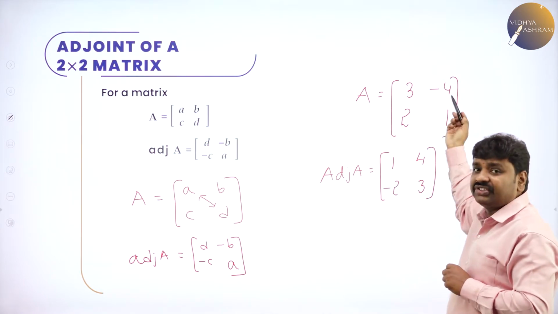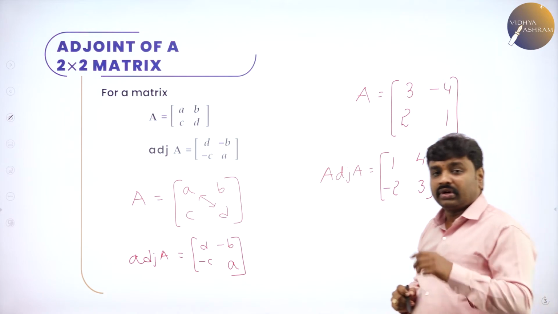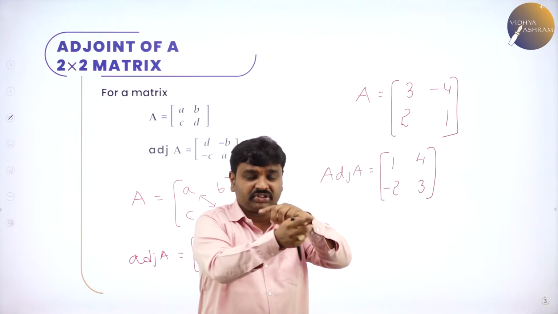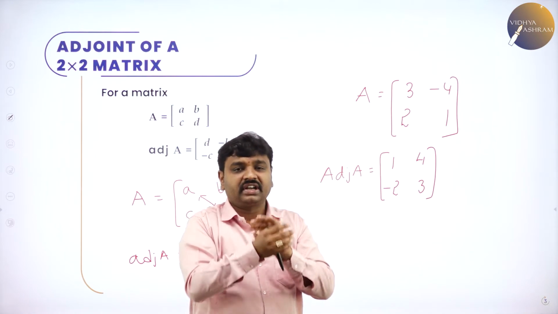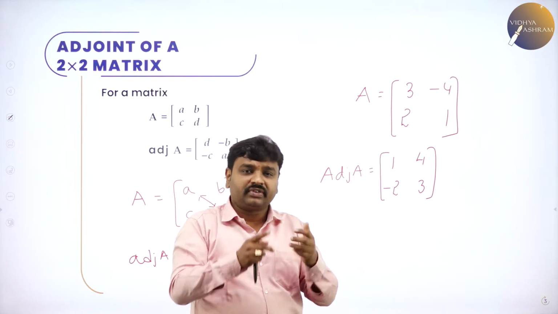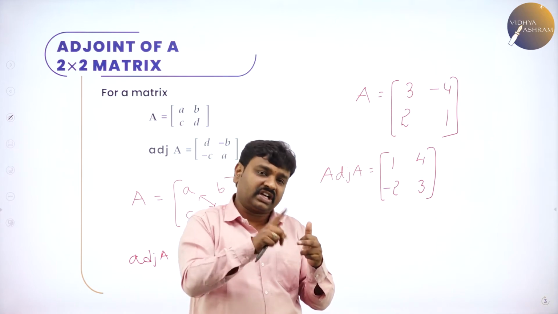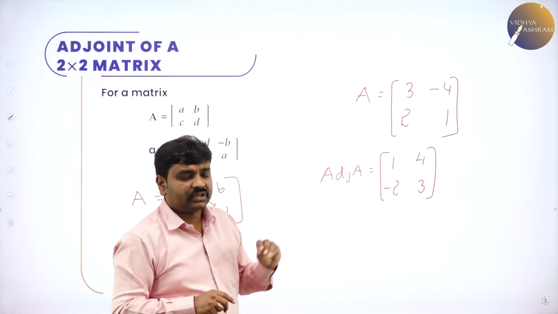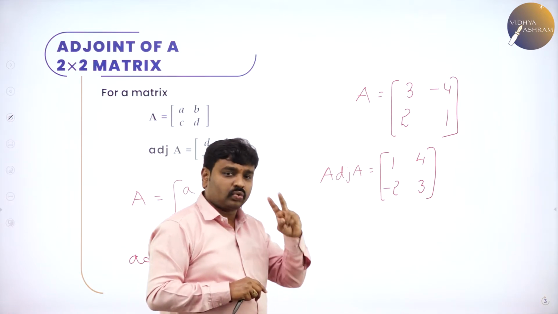Elements don't move, signs change, that's it. How to get the adjoint of 2 cross 2? The 2 cross 2 adjoint is obtained by interchanging the principal diagonal and changing the signs of the secondary diagonal. And what is the real procedure? First minors, then cofactors, then transpose of the cofactor, but nothing needed here. Directly we can go for it. This is a method to find the adjoint of 2 cross 2.